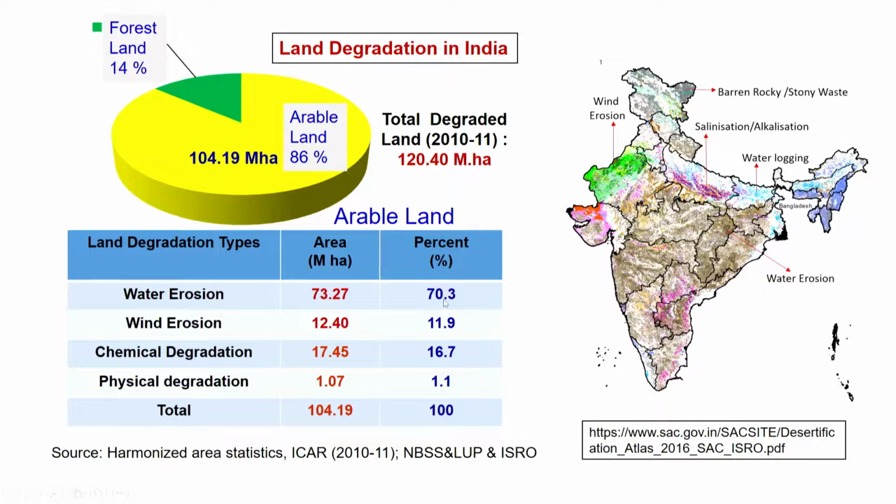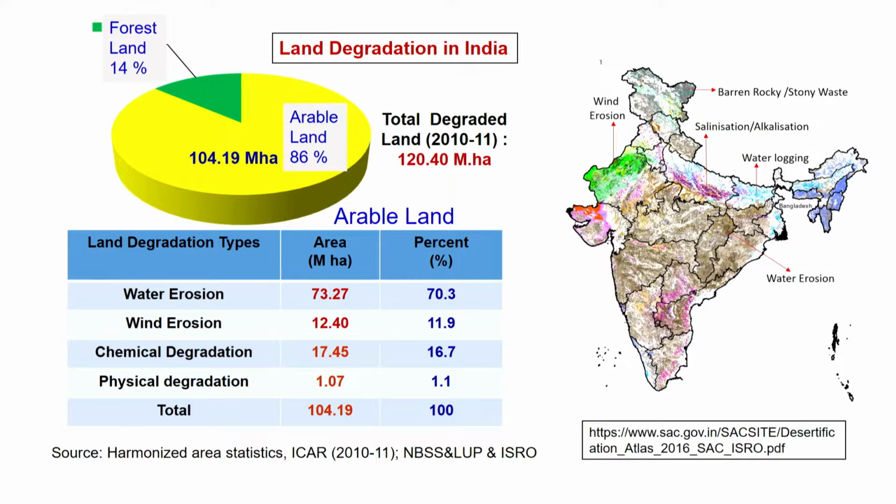That is 73 million hectares, or 70%. Wind erosion in the arid region of western India affects 12% of the area, 16% is affected by chemical degradation, that is salt affected soils, salinity or alkalinity, and 1% is physical degradation, like mining areas, which is a deformation of the surface. So our country is mainly affected by water and wind erosion, and dominantly by water erosion.